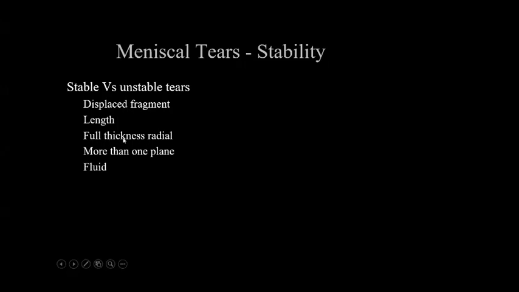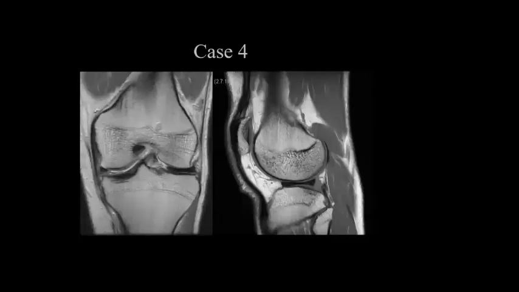If the radial tear of the meniscus is full thickness, which means it involves the entire thickness of the meniscus, it is considered unstable. If the tear is present on more than one plane, it's also considered unstable. So these are the features of meniscal tear instability which require orthopedic attention.